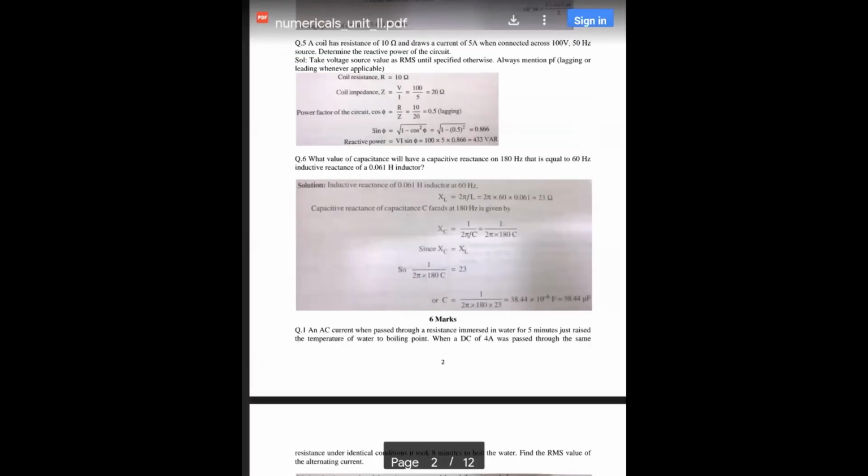Okay. So in this question, first of all, we should identify the load. Here it is given that a coil has a resistance of 10 ohms. So it means that in addition to the coil, it is having resistance. So it is an RL load. First thing, this should be clear.